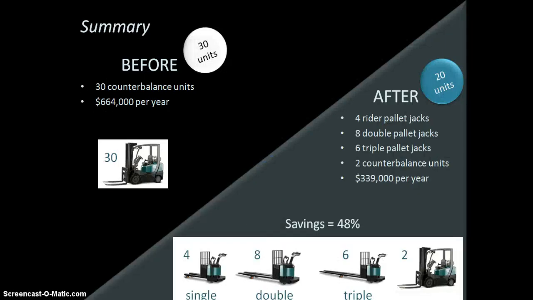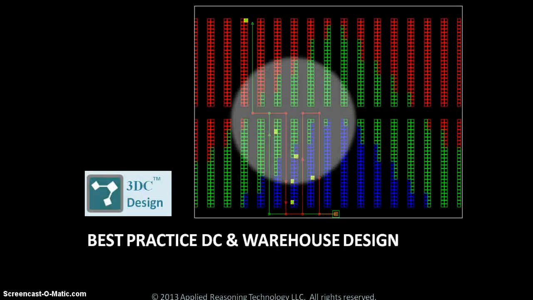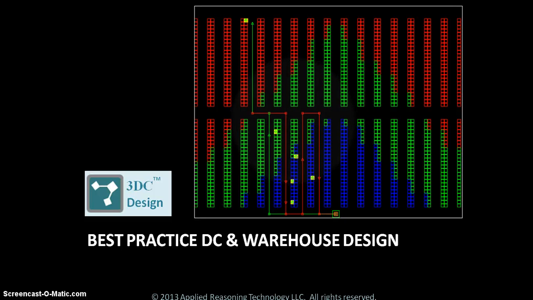30 counterbalance units with a total cost to operate of $664,000 per year have been replaced by a fleet of 20 units that combines rider pallet jacks with counterbalance equipment. The total cost saving is 48%. 3DC design uses simulation, expert system, and combinatorial analysis to achieve best practice for DC and warehouse design.